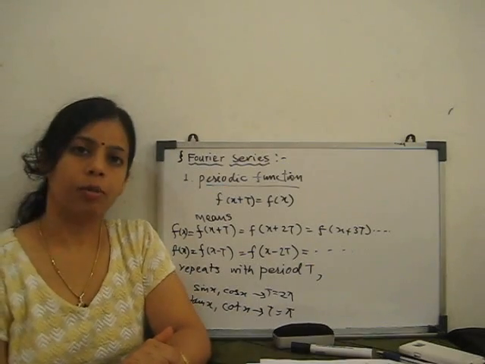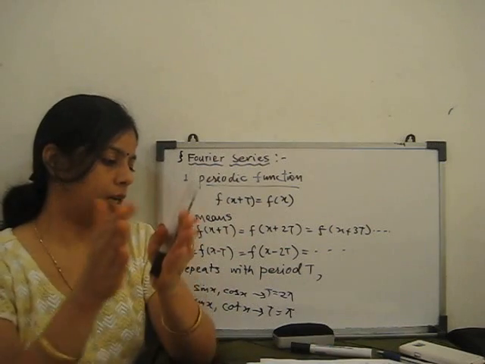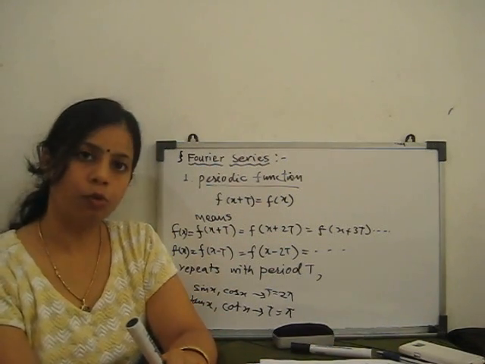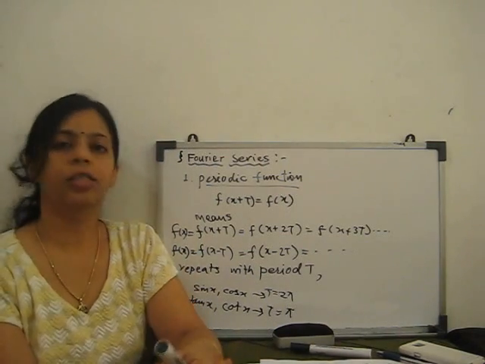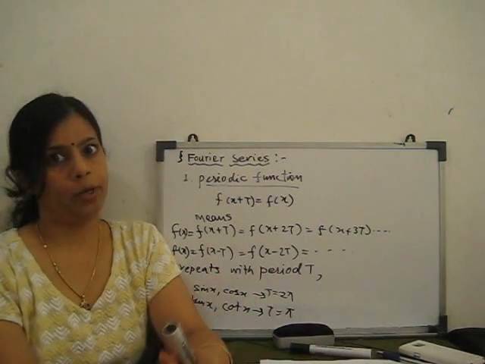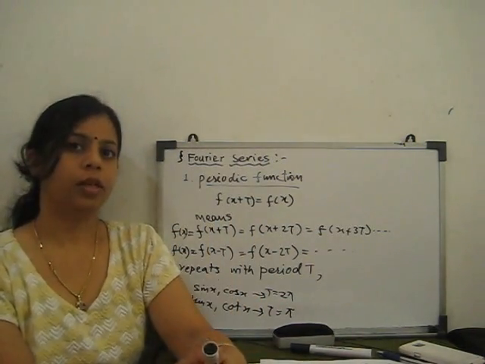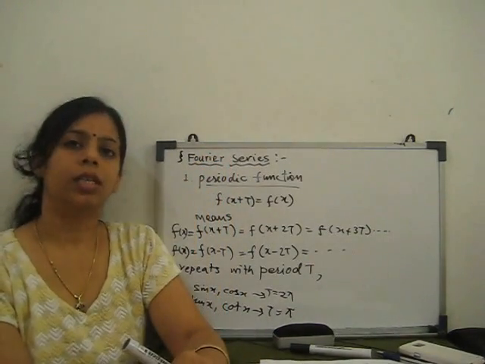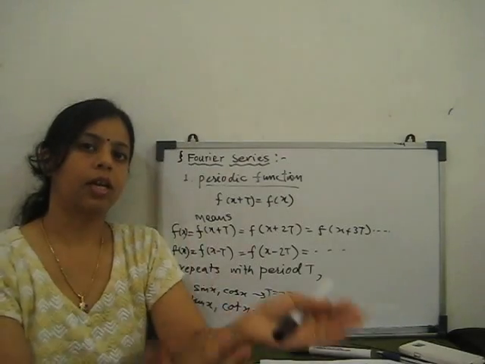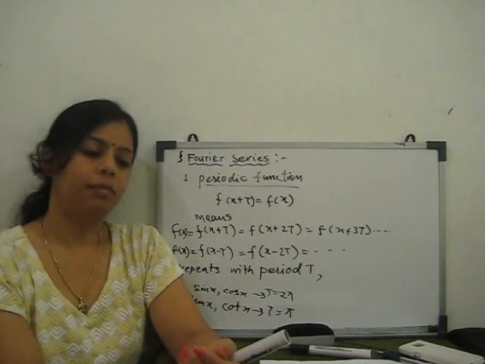So when we know about the periodic function, then we go for the Fourier series. What is the Fourier series basically? The Fourier series is very useful to expand any given function into a periodic function, or into a sine and cosine series. So with the help of the Fourier series, we can expand that function in a sine and cosine series. It means we can convert that function into a periodic function, and that is very useful in many places.